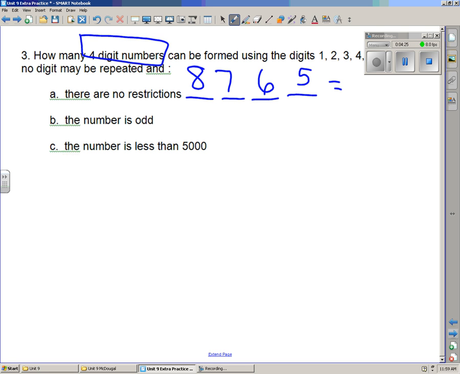This happens to be 1680. For those of you that are interested in permutations, this is a permutation where there are 8 choices and you're actually going to choose 4 of them.